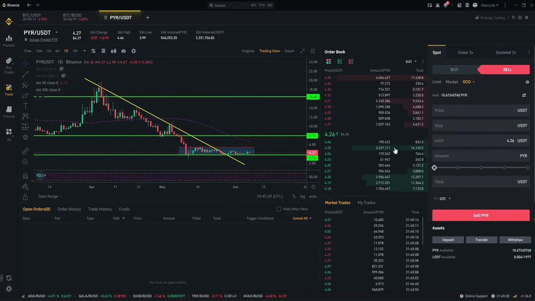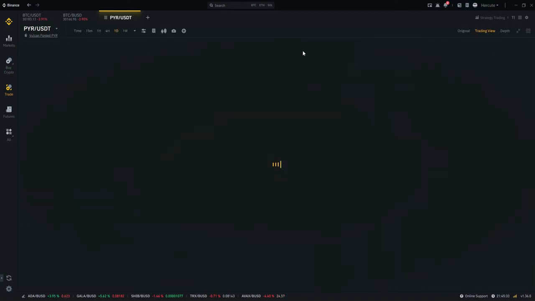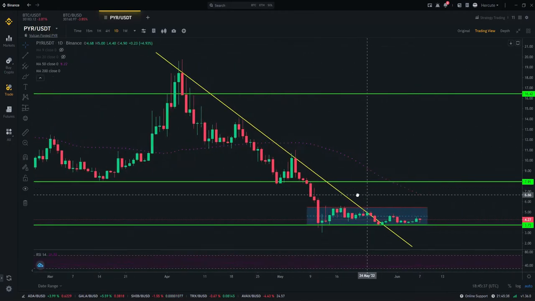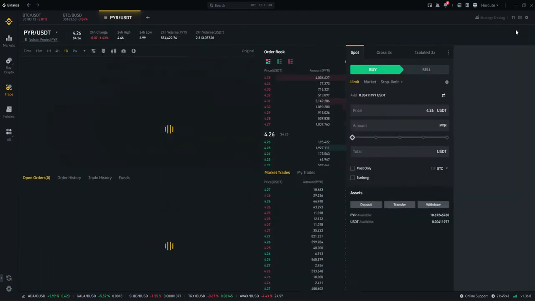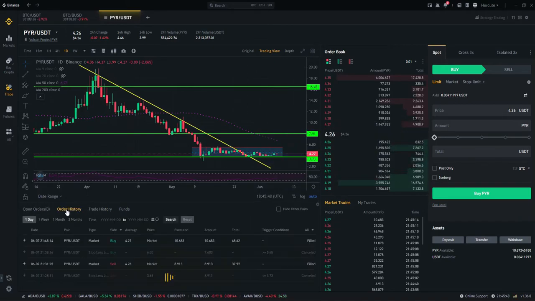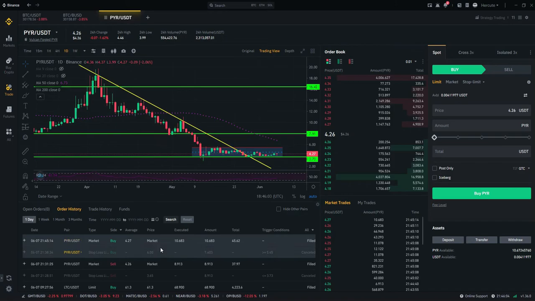So now pay attention. Let me just enlarge this so that we can see what we have here. Let's first check how much we bought this PYR at using the market order. As you can see here, the price is 4.26. If we go to order history and look at this order that got filled, we actually bought it at 4.27, just a little bit higher than where the current price is. So we already know that we've bought our PYR at 4.27.